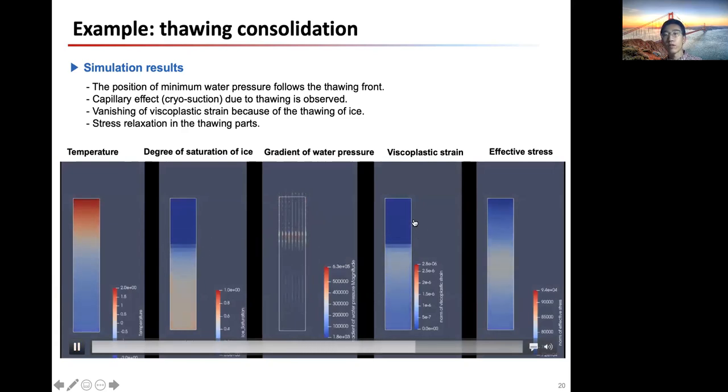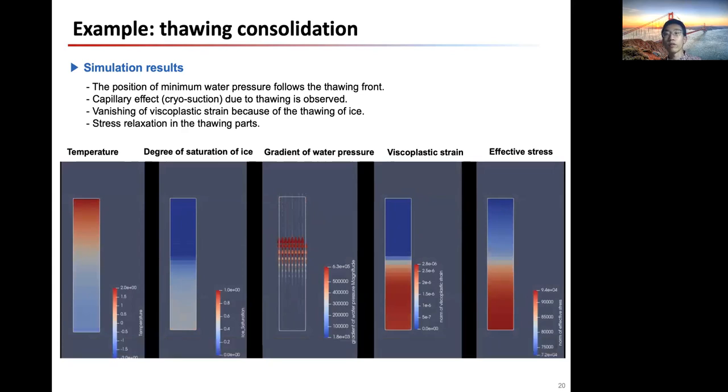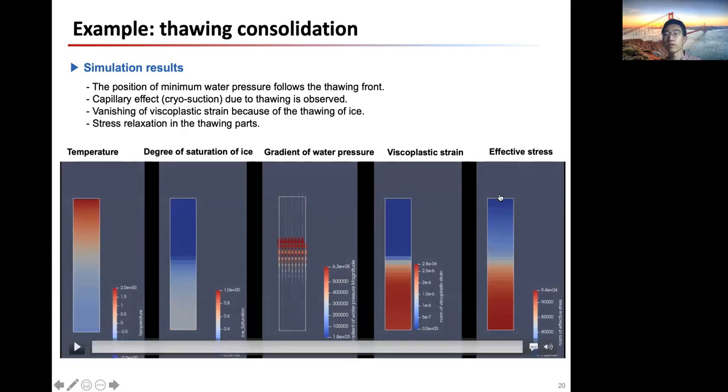And if we look at the viscoplastic strain and effective stress, the viscoplastic strain on the top part actually diminishes because of the thawing of the ice. And also we have this stress relaxation on the top. Let's look at it again.